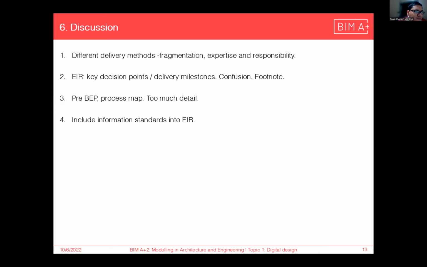The third point is about the pre-appointment BEP. The panel of experts agreed that it was too demanding to ask for a BIM process design in the form of a process map in the tendering process, considering that there are only prospective appointed parties. And finally, interviewees expected the resource information standards to be included in the exchange information requirements and not as a separate or standalone resource. According to the responses, this will help to have a clear and entire vision of what is expected by the appointing party.